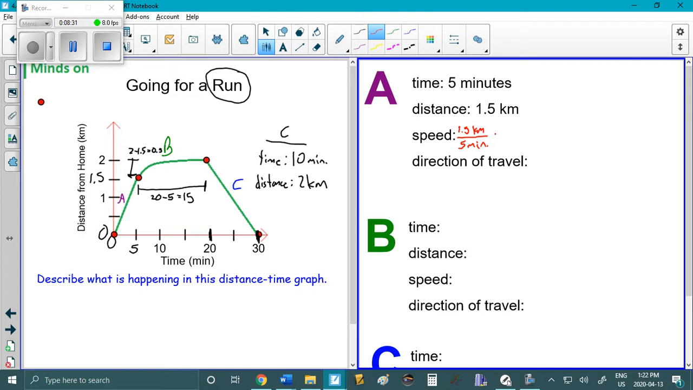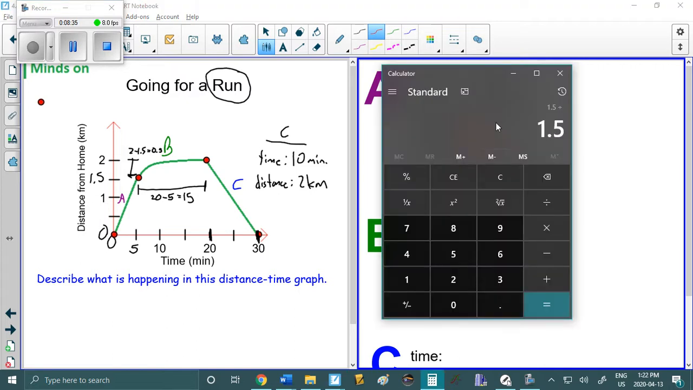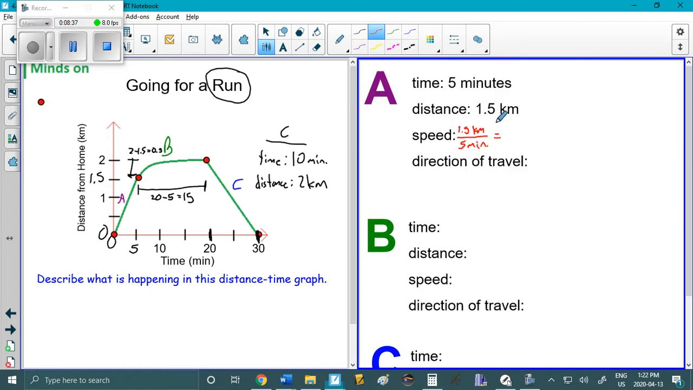So 1.5 divided by 5. And if I go to my calculator, 1.5 divided by 5 is 0.3. So my answer here is 0.3 kilometers per minute. And if you think about that, they're running less than a kilometer in a minute, which I think makes sense. I certainly can't run a kilometer in under a minute. So I'll do less than a kilometer per minute.